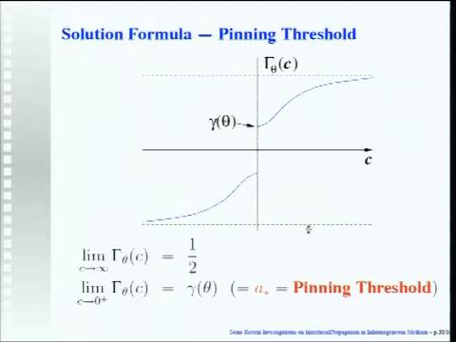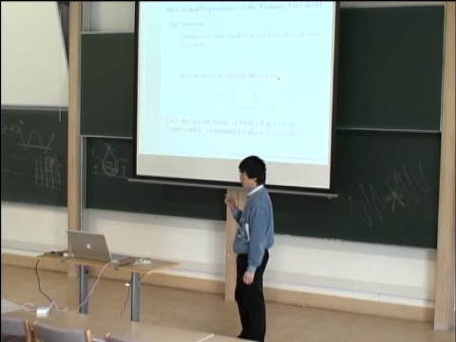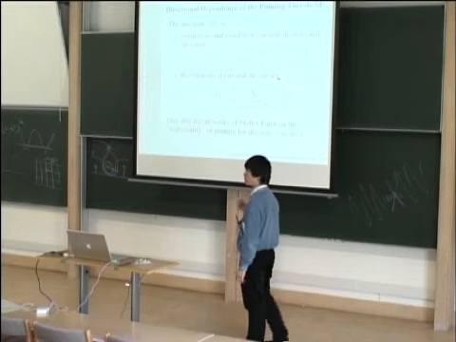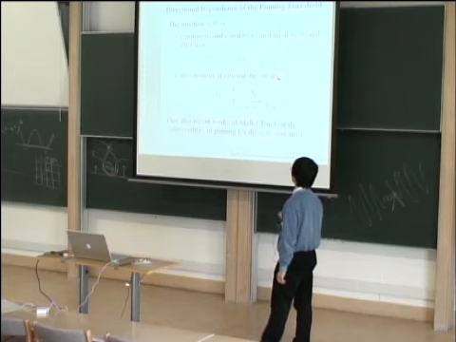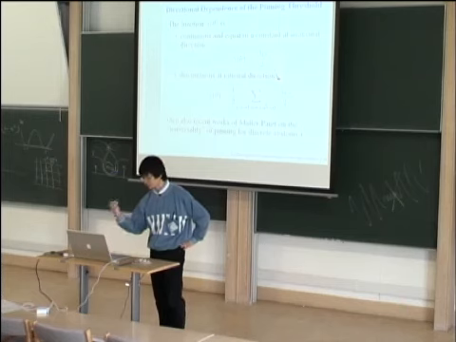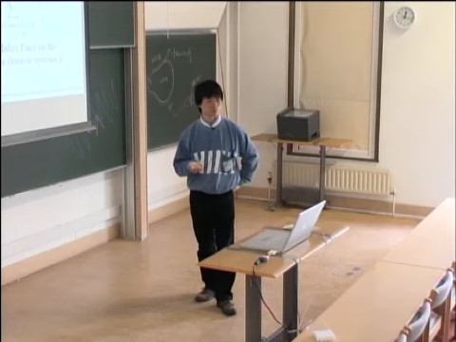And the interesting thing they have found out is that this depinning transition, this pinning threshold, is very wildly behaved. It is continuous and equal to a constant at irrational directions, and it's discontinuous at the rational directions. Recently, Mahé has also extended this understanding, and it seems like he can show that for discrete systems, this is more or less universal.